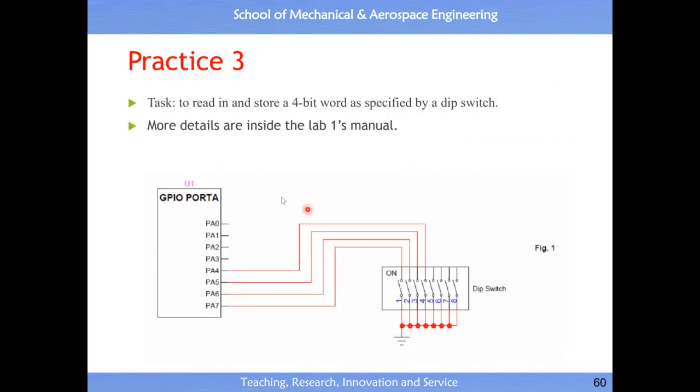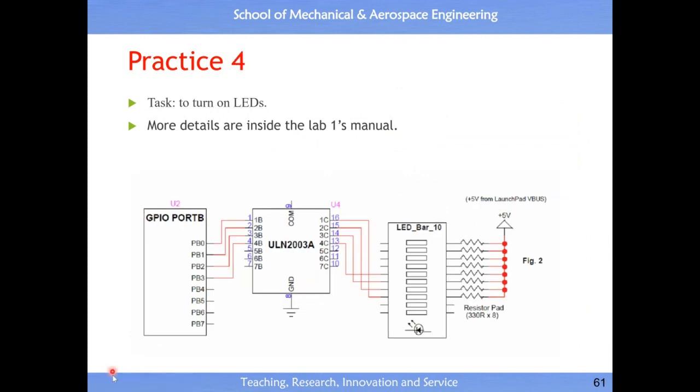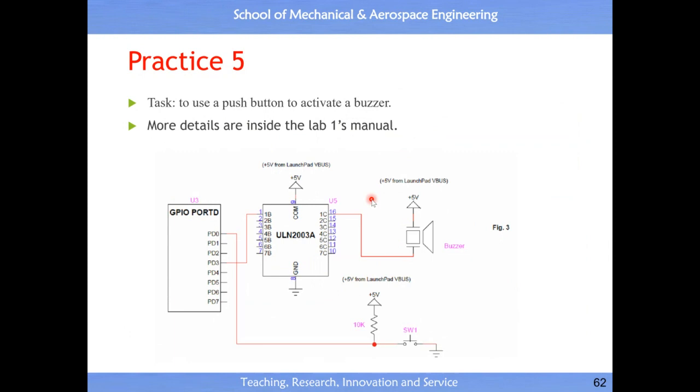For practice 3, you need to go to the lab, for example to play with the switch to read in the data, with more detail in the lab manual. Then for practice 4, again you need to go to the lab, because without the hardware you cannot do it. More detail is in the lab manual. Then practice 5 is the same. You must have access to the hardware, and that is why you need to go to the lab.